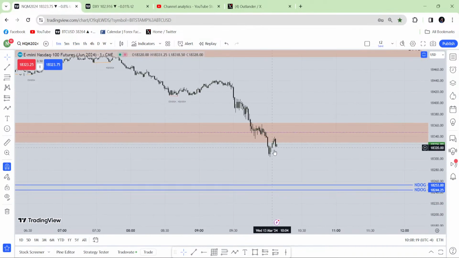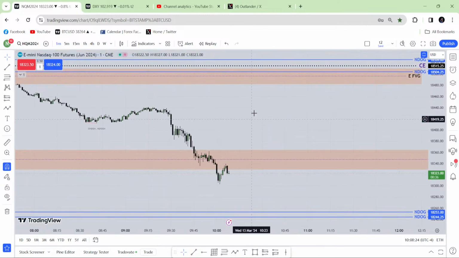So guys, every single time it goes higher, I will see this as liquidity taken. I'm not thinking, okay, the market is now reversing. No, I'm not thinking that way.